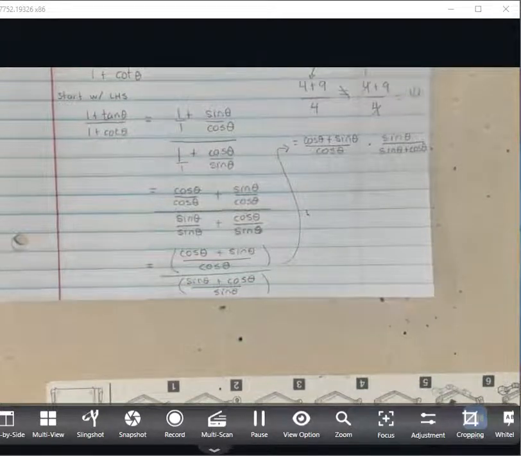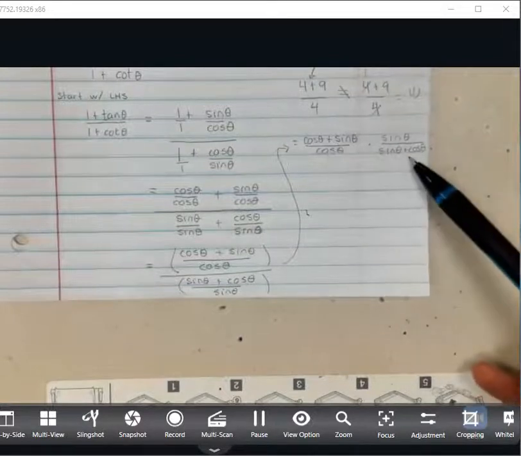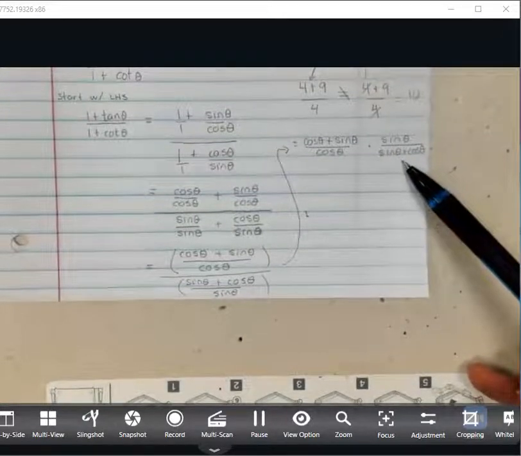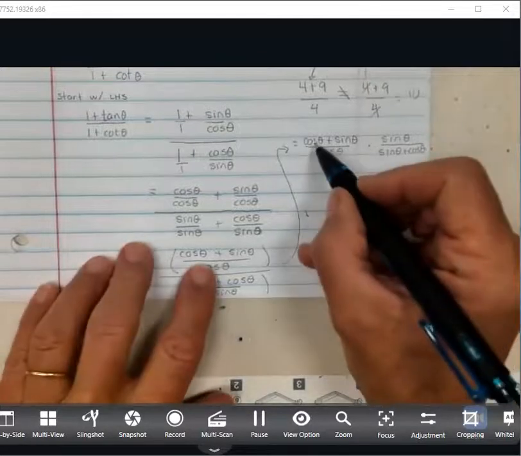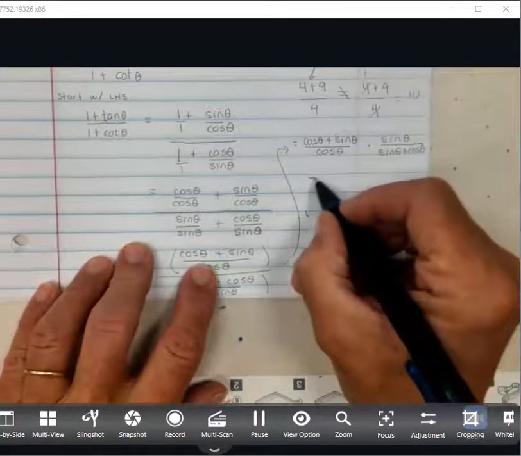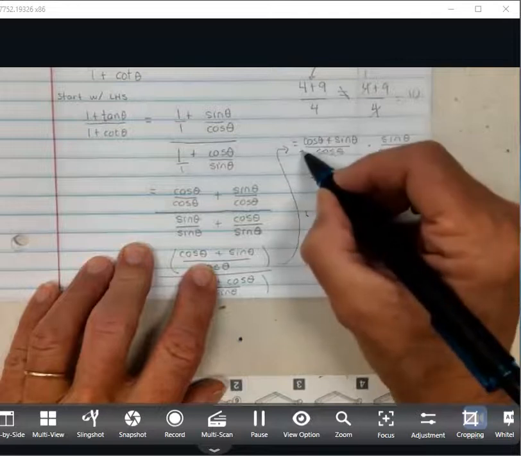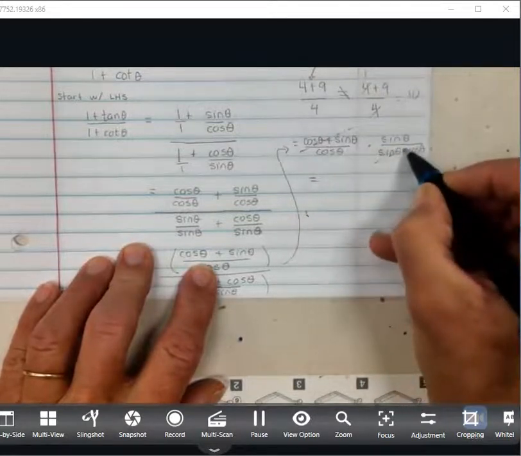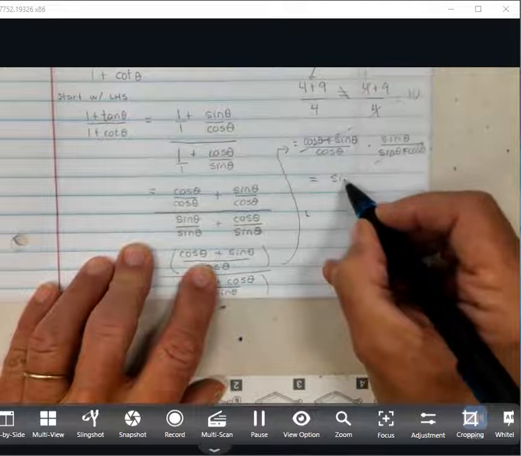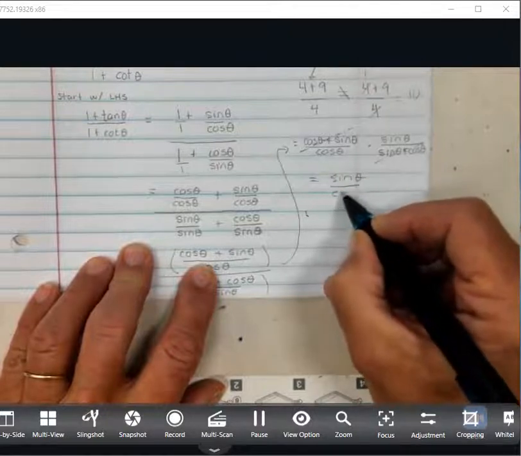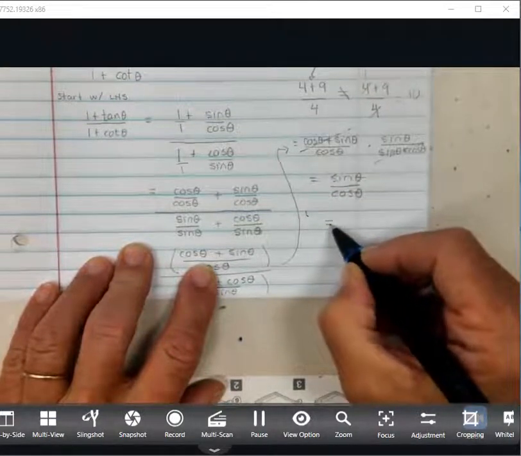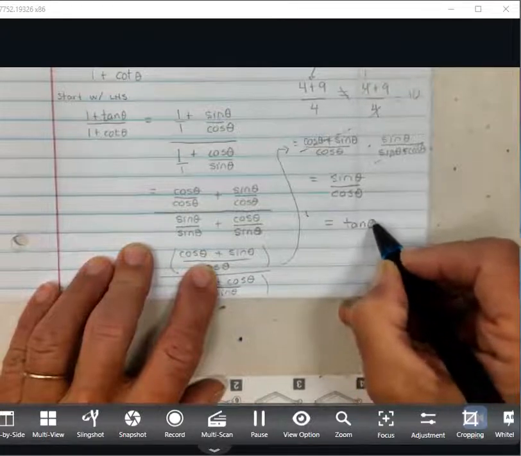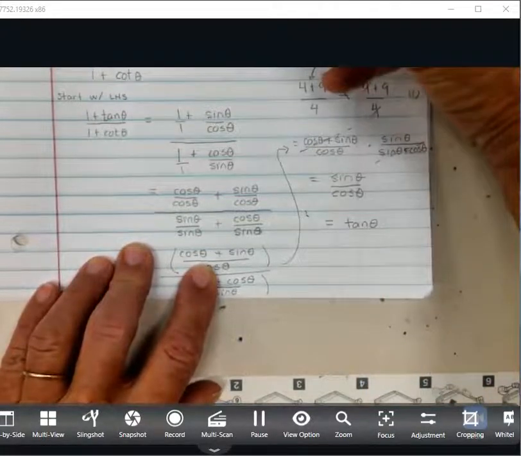That's right. Cosine plus sine is the same as sine plus cosine. The order of addition doesn't matter. So I have a factor that's common on the top and the bottom, and I can cancel them. Cancel the common factors, and we're left with sine of theta on the top and cosine of theta on the bottom. Hey, I know what that is. That's the tangent of theta. And that's what we were trying to do.